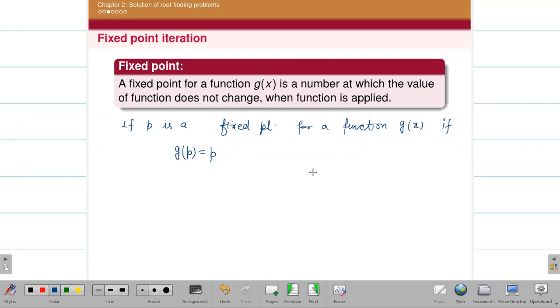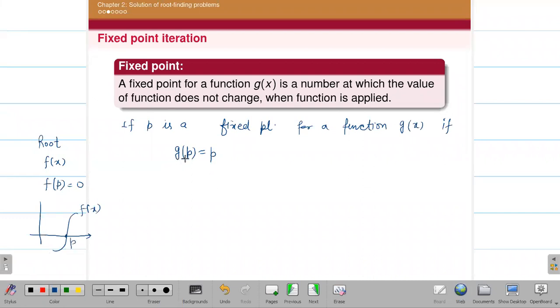Now what do you mean by root here? Suppose I'm taking another function f of x. Root means if I put p into the function, I will get 0. That is the meaning of root. But a fixed point is when you put that number into the function, it gives the same value as output. If I draw f of x graphically, then where it cuts the x-axis, that is p.